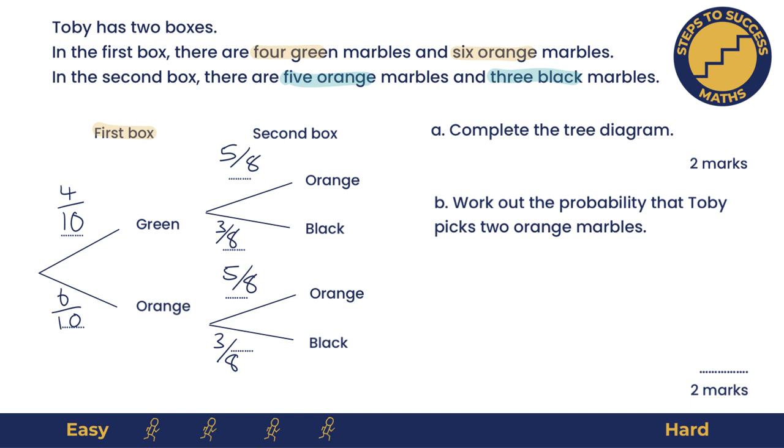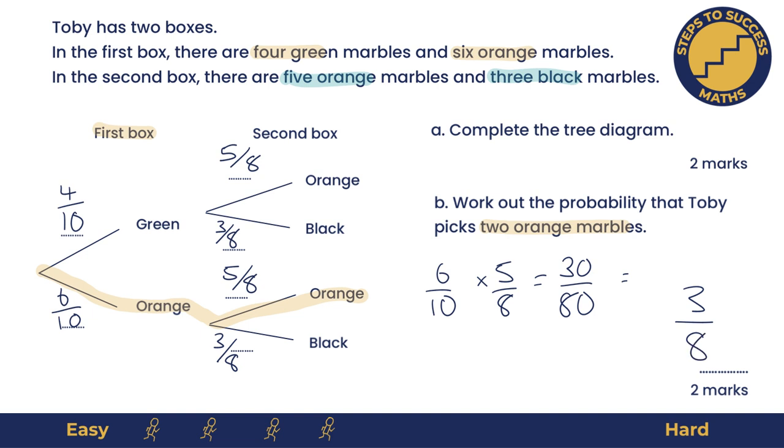Now part B asks that we work out the probability that Toby picks 2 orange marbles. So walk the route, orange and then orange. 6 over 10 times 5 over 8. That's 30 over 80, which is 3 over 8 if you cancel it down.